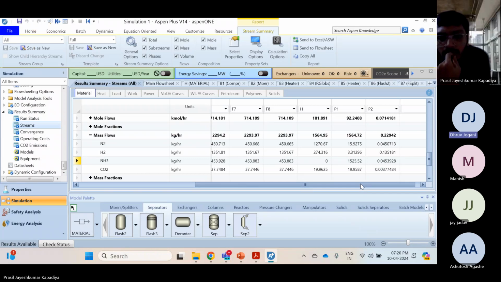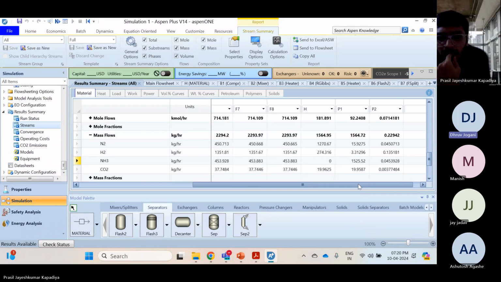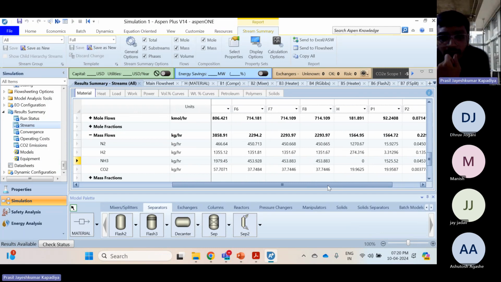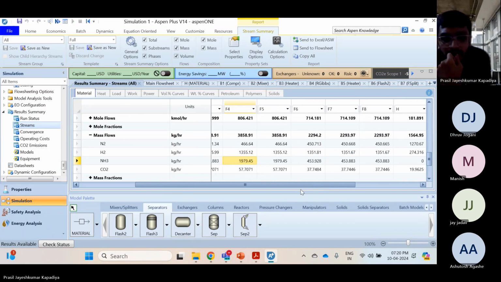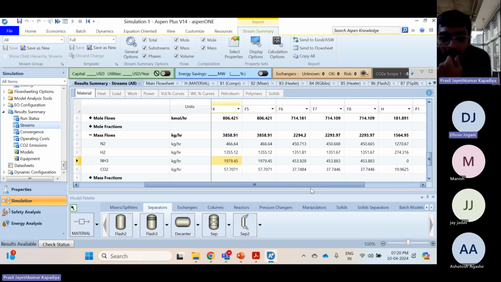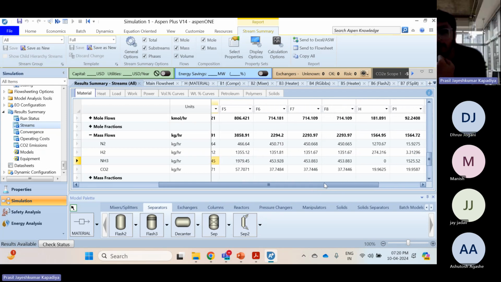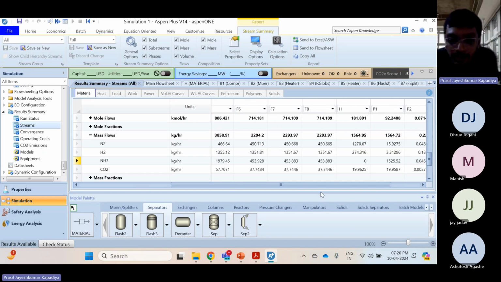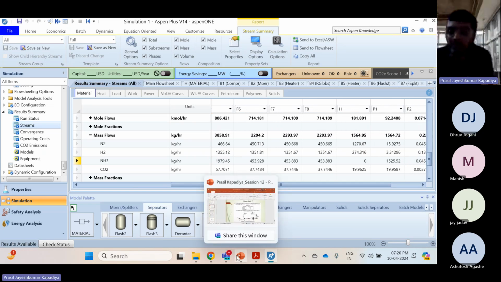Sir, I'm getting ammonia as 1979 kg per hour. In F4, yes, sir. F4 is fine. I'm saying the P1 stream. P1 means after flashing, we are separating N2, H2, and CO2 from ammonia. So after flashing, you are getting 1525.52 kg per hour, right?